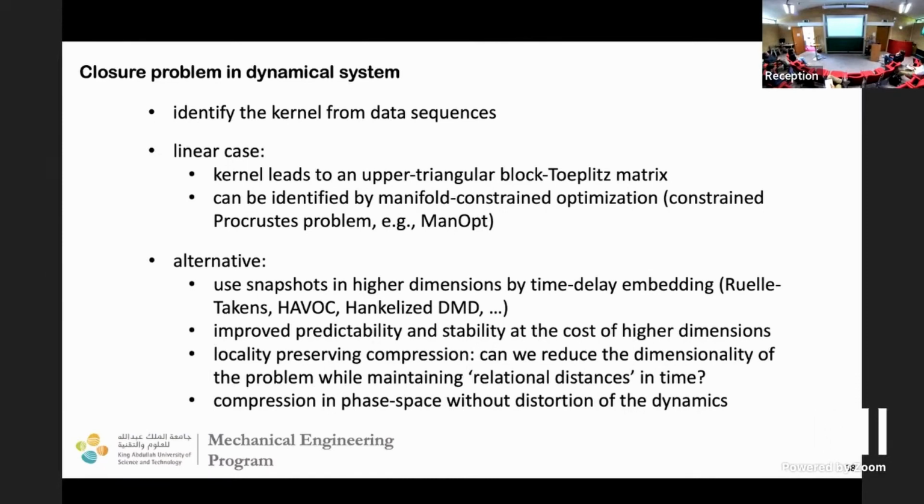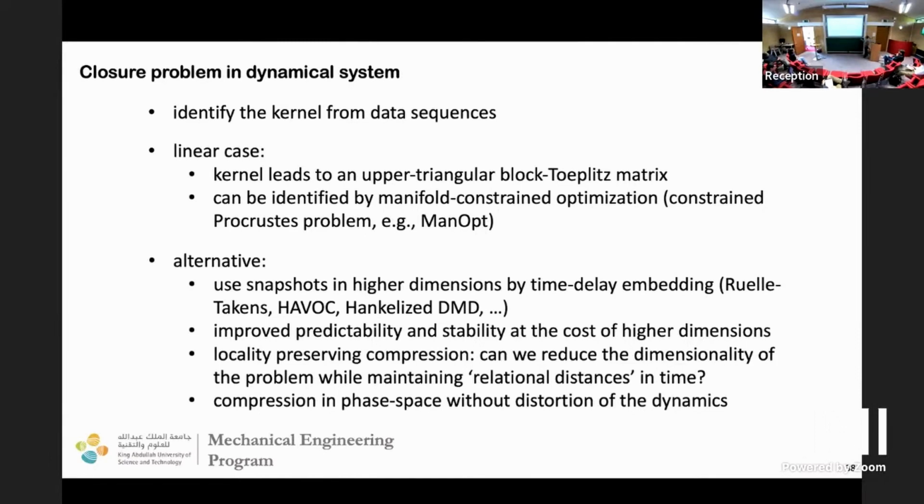So the kernel doesn't really change. That's why it's Toeplitz in time. Block, because it has high input and high output, so it's a block matrix. And upper triangular because it's causal. It goes from 0 to t, but it doesn't go into the future. That's why it's upper triangular block Toeplitz altogether.